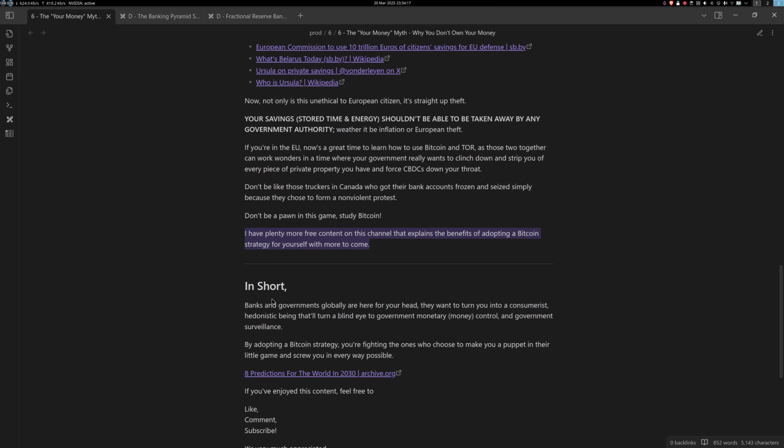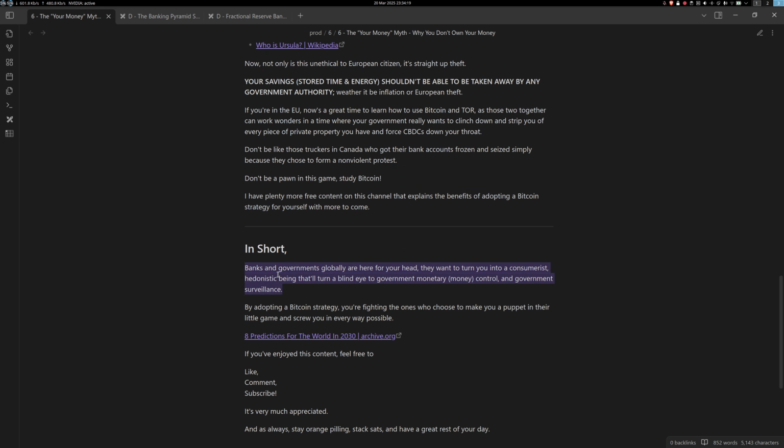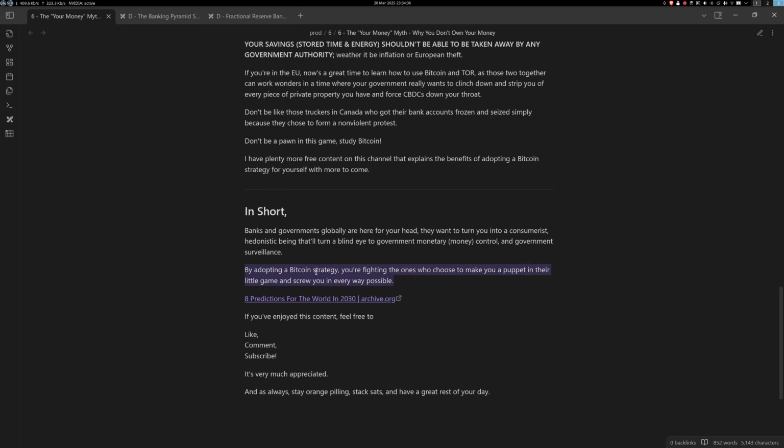Now, in short, banks and governments globally are out for your head at this time. They want full control. They want to turn you into a consumerist, hedonistic being that'll turn a blind eye to government monetary, which is money, control, and government surveillance. By adopting a Bitcoin strategy, you're fighting the ones who choose to make you a puppet in their little game and screw you in every way possible.